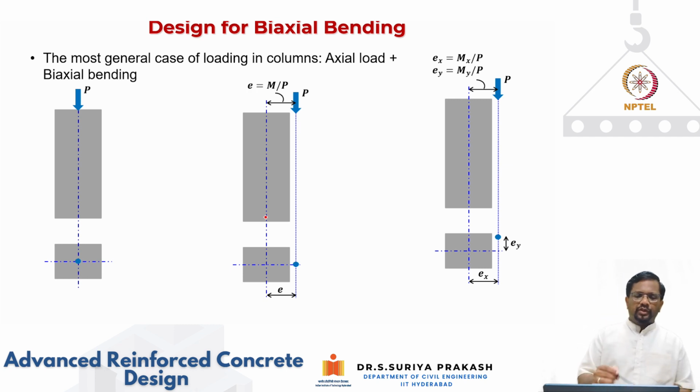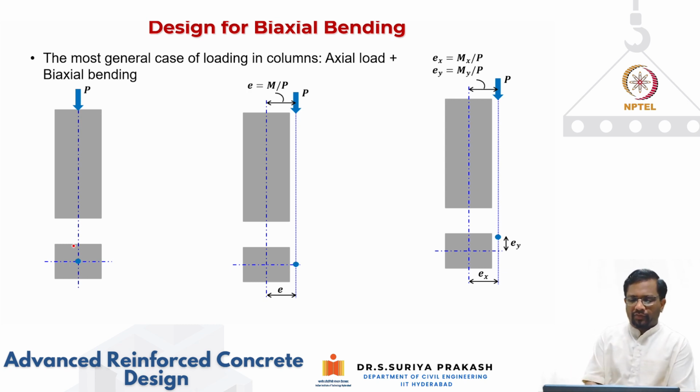Right. So columns, as we have discussed in the first part of the module, if the load is applied at the geometric centroid without any eccentricity, will be subjected to pure axial compression. But most often, we will have eccentricities. In fact, the more generic loading is that columns will be subjected to axial compression that is eccentric with respect to both major and minor bending axes.